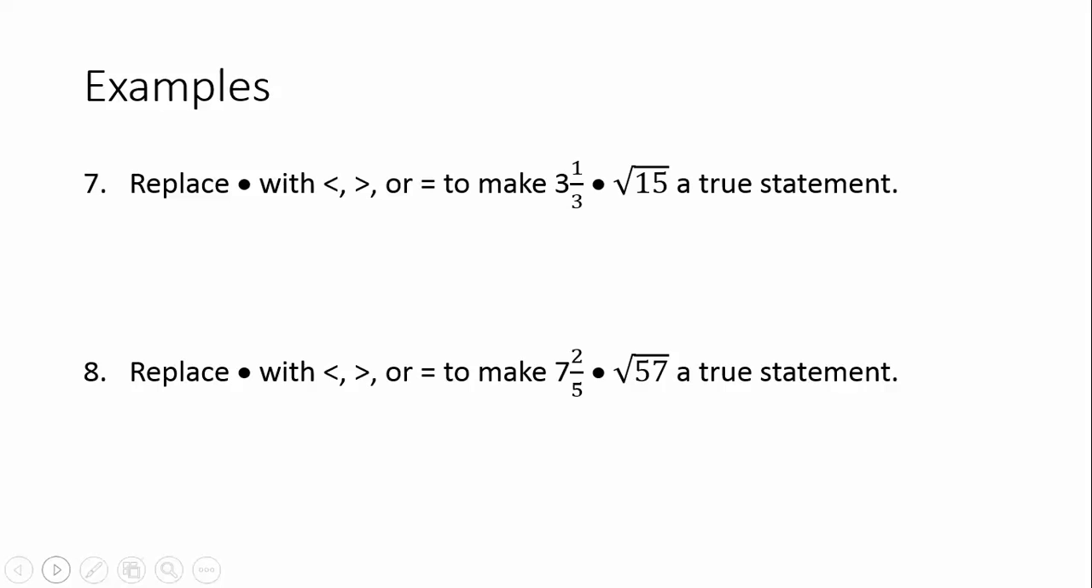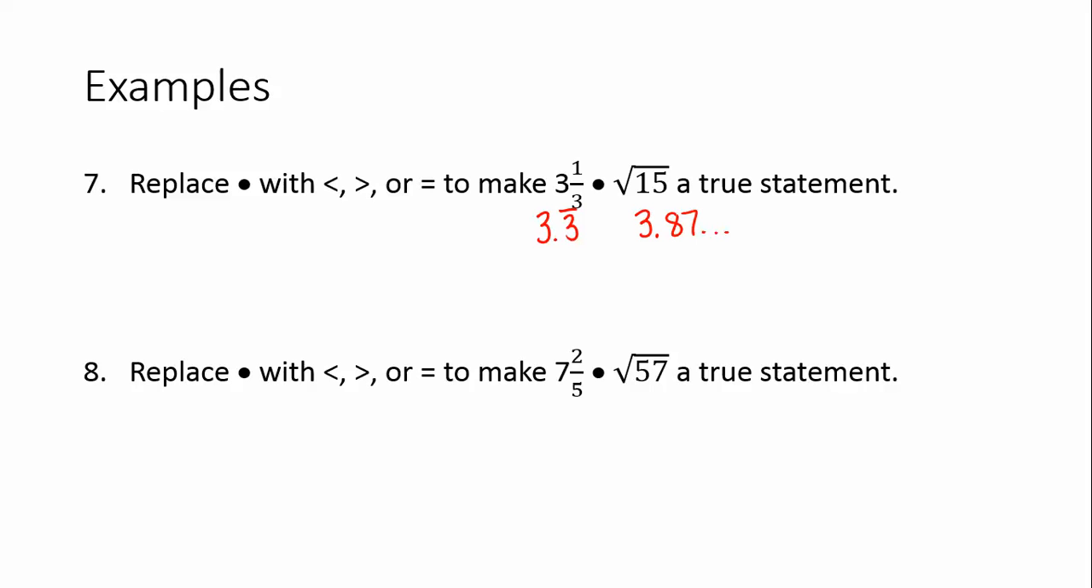So let's look at some examples where we compare different numbers. So you're replacing the dark circle in the center with either a less than, a greater than, or the equal to symbol. And on an example like this, you actually could use your calculator to help you estimate. But we know that 3 1/3, if we write that as a decimal, is 3.3 repeating. And now the square root of 15 is not a perfect square. So if you put that into your calculator, the square root of 15, you get 3.87 dot, dot, dot.